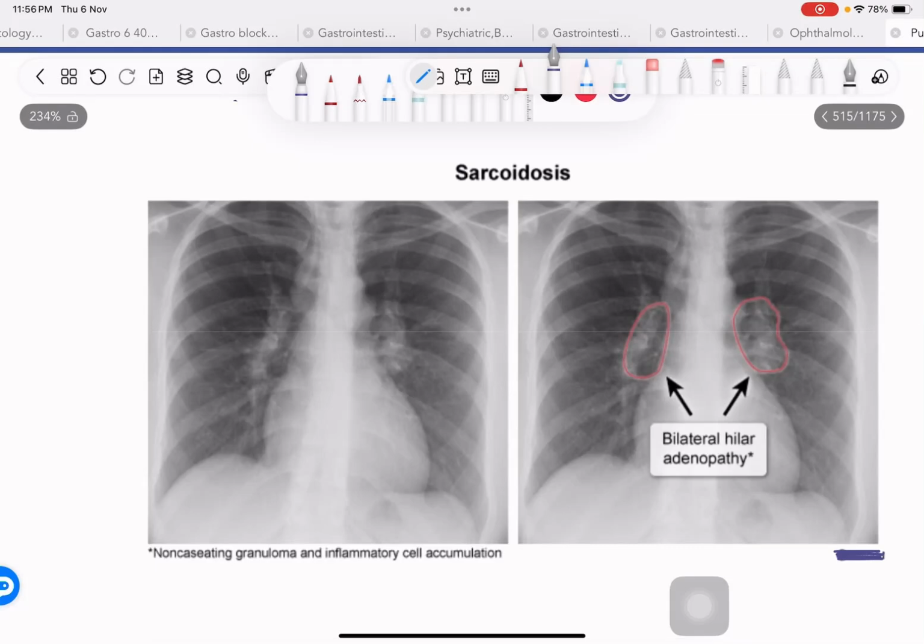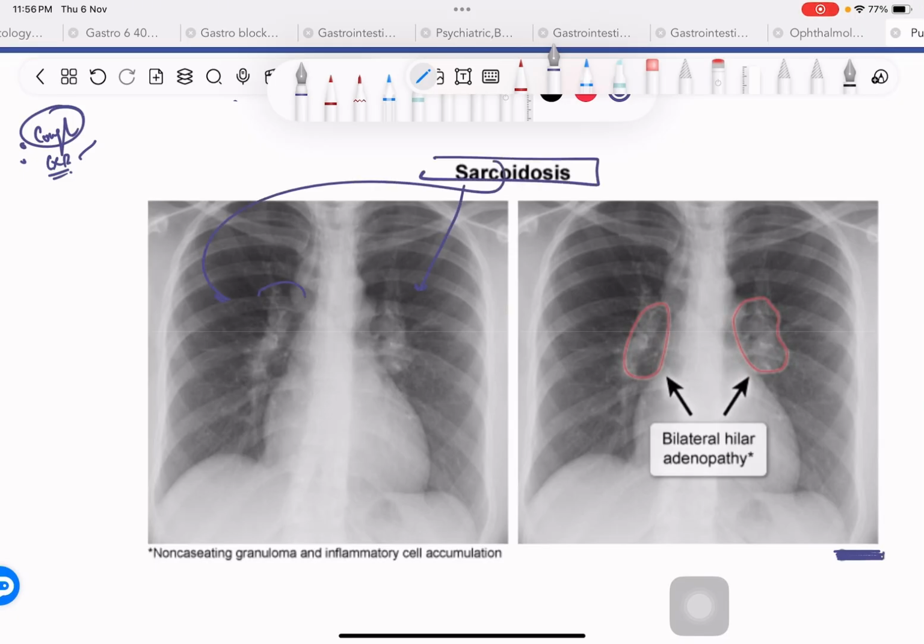All right, so we have the sarcoidosis. We know the patient comes to you like a young lady with a history of coughing, as well as you've got the chest X-ray. So this is the chest X-ray. So you know that in sarcoidosis you have the bilateral lymphadenopathy, right? So this is the first thing.